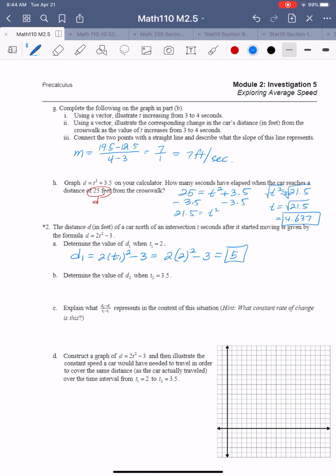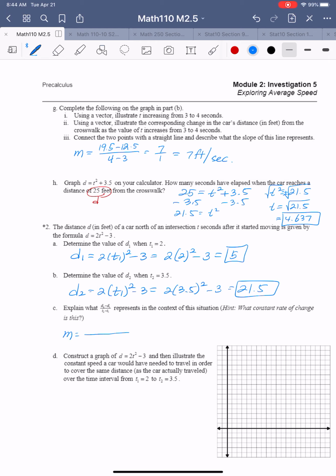And then for t2, which is changing, t2 is 3.5, so 2 times 3.5 squared, minus 3, which gives me 21.5. So now we explain what (d2 − d1)/(t2 − t1) represents in the context of the situation. That's actually the constant rate of change, which is the slope, right?